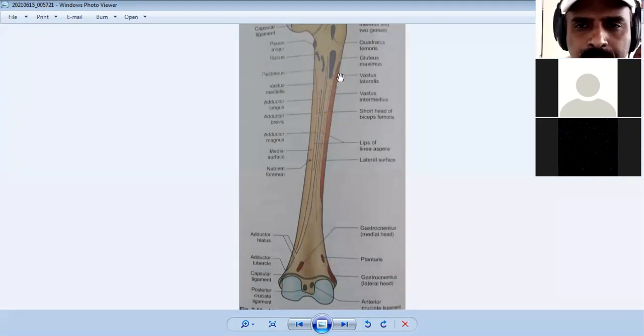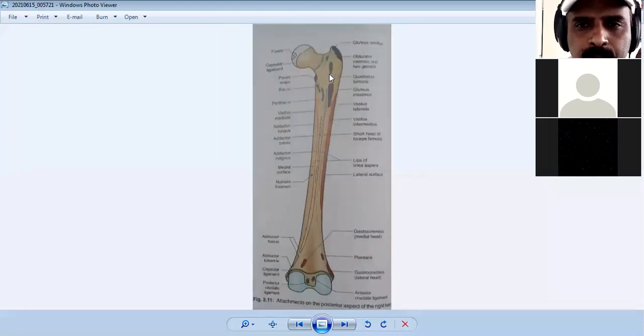Then we have the short head of biceps femoris. They are attached on the lateral lip of the linea aspera. Lateral lip, vastus lateralis, and short head of biceps femoris, they are attached here. So you have to remember this in the attachments. Three tubercles we are going to have. Here, I have told, gluteal tuberosity gives insertion to the gluteus maximus. Gluteal tuberosity is this. Gluteal tuberosity gives insertion to the gluteus maximus muscle.